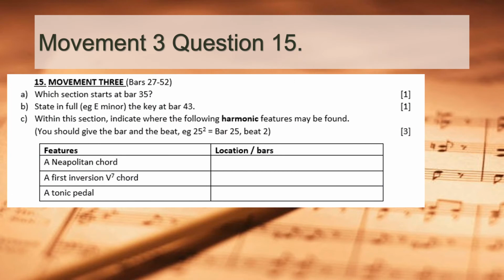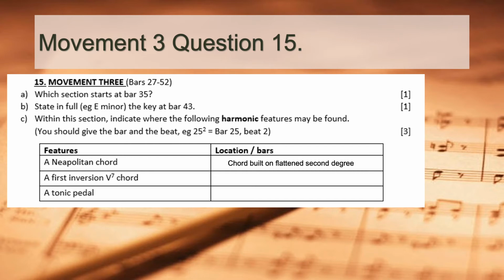Okay, so now we've got the questions where we have to look for different harmonic features, and we have to look through all the bars, so we've got quite a lot of material to look through. Oh, I thought I'd lost my sheet then. Okay, I found it again. Right, so the first one, a Neapolitan chord. Now, if you think you can remember what you have to look out for a Neapolitan chord, that's great. Pause the video, go and have a look. If you can't remember, stay with me.